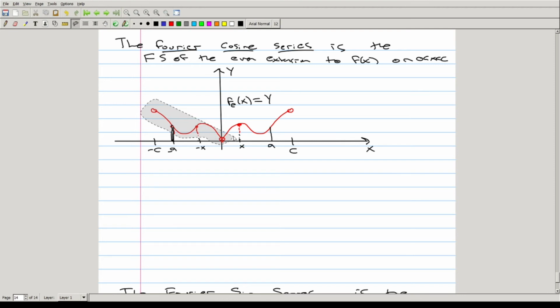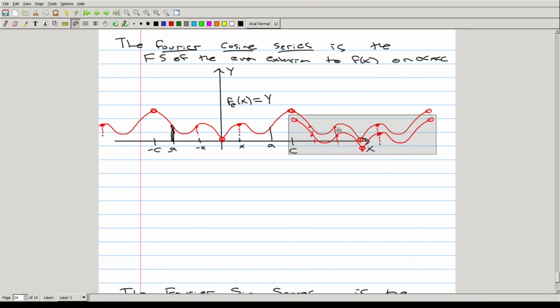And not only that, but we know the Fourier series will be periodic, so it'll converge to periodic repetitions of this function, the period of which will have the length of this interval. So the period here will be 2 times c.